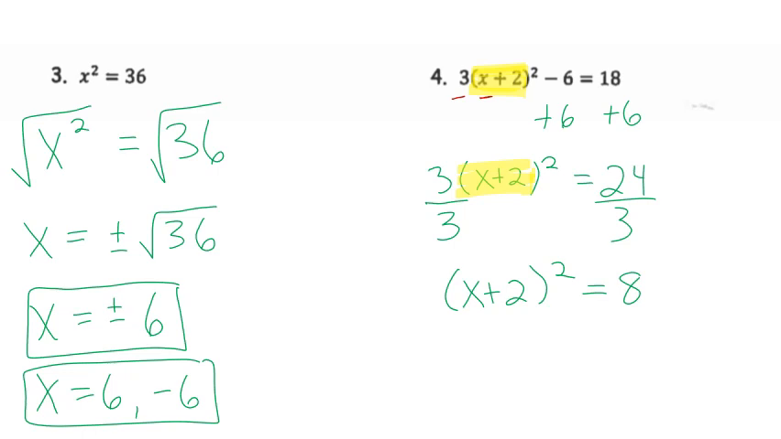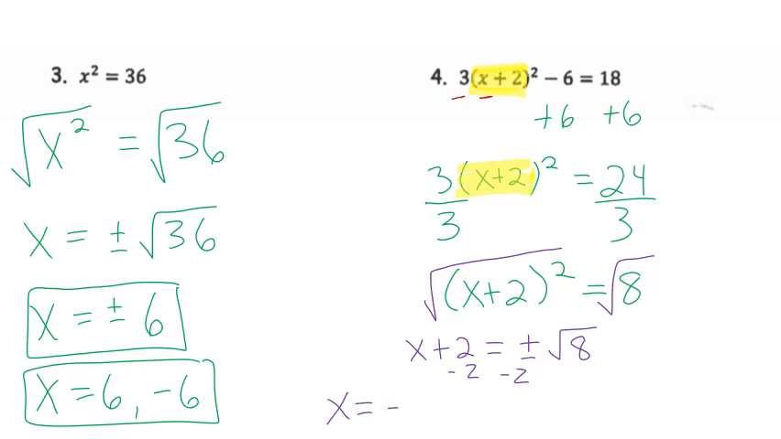And now I have what's being squared on a side by itself. We're now going to square root both sides. So on one side I have x plus 2. On the other side I have plus or minus the square root of 8. And then the last step was to solve for x. So we're going to subtract 2 from each side. And we have here negative 2 plus or minus the square root of 8.